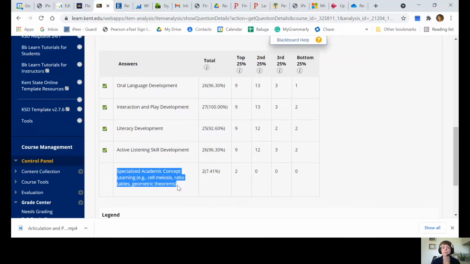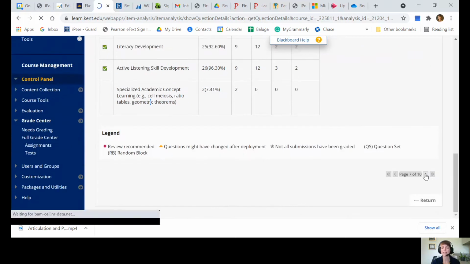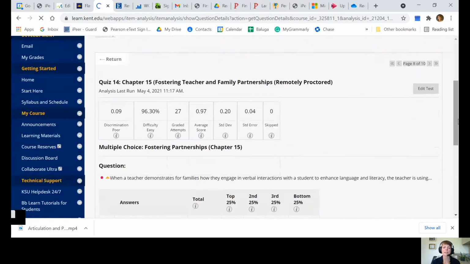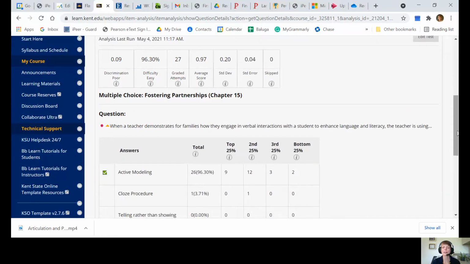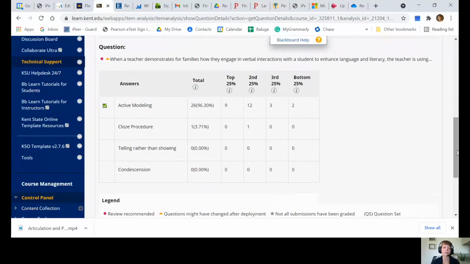But children can be effective in their learning even when parents don't have this kind of specialized academic concept knowledge. But parents can support oral language development, interaction and play development, literacy development, active listening skill development. These are all going to be critical for the student to be able to acquire this academic concept learning. And I think parents need that encouragement. Sometimes they feel rather under prepared to help their middle school or high school student excel when they don't know some of the concepts.